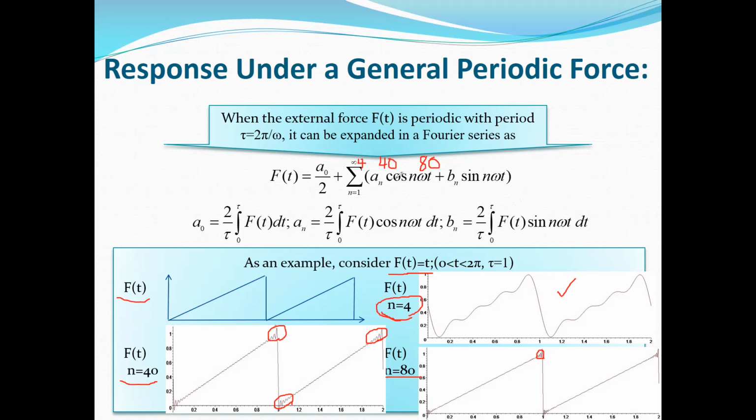So in this course, it's not a challenge for you. You can easily find an and then you can find a1. For example, if I asked you to find the response for 2 terms, you only need to substitute n is equal to 1 and 2. So easily you can find the response for these 2 harmonics and find the response for the system subjected to a periodic excitation.